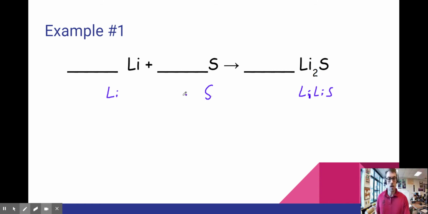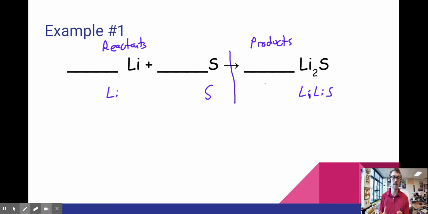Okay, so the final thing that I would do is I would draw a line where your yields sign is. And I would label that this is the reactants and these are the products. The reason why you need to do that is because you need to have the same number of reactants as you have products. And if you don't split it apart, you may get confused and you may not end up with the correct numbers. Okay, so that's our initial setup.